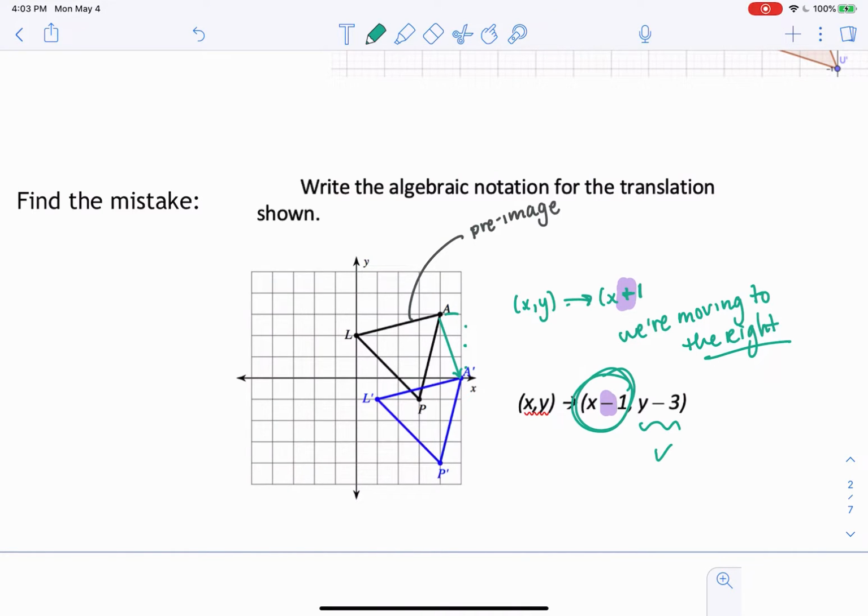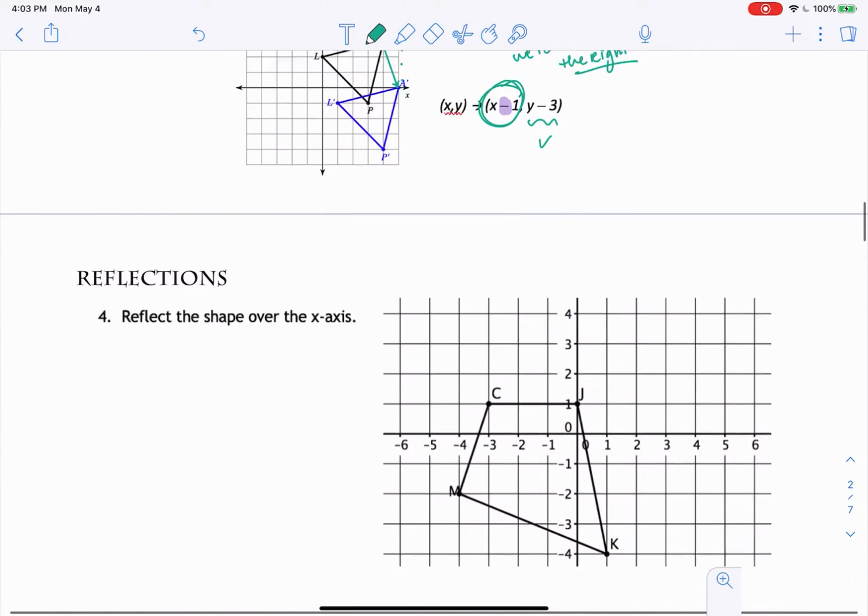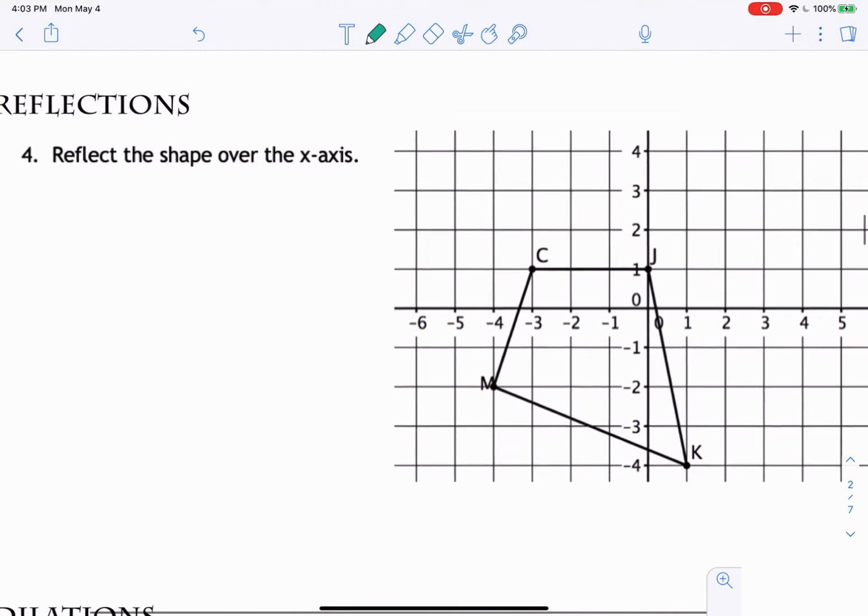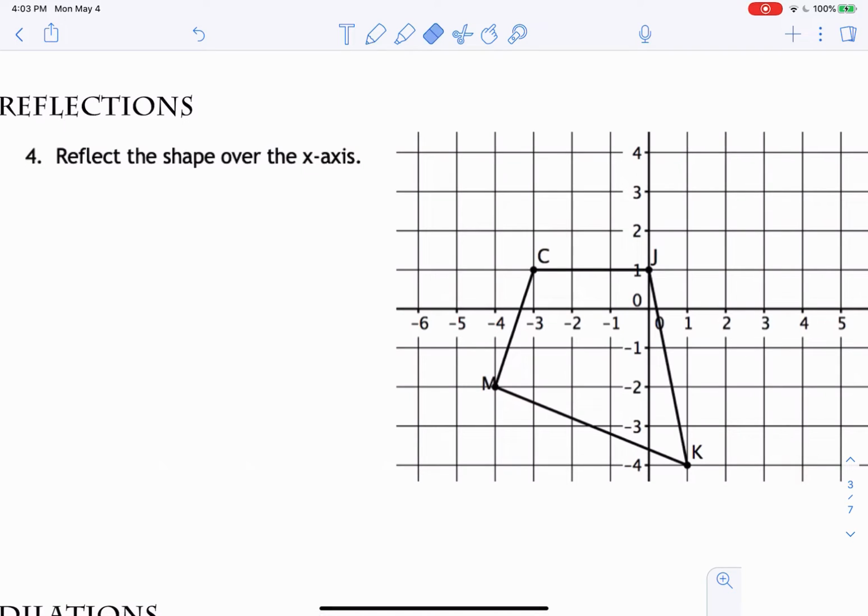So that's a quick review of translations. We also have reflections. So you will be asked to reflect an object over an axis. So for example, over the x-axis, we'll highlight the x-axis. And what we'll do is we'll take each point and move it a certain distance. So point C is 1 up from the x-axis. So we're going to flip it 1 down over the x-axis. And so this becomes C prime.